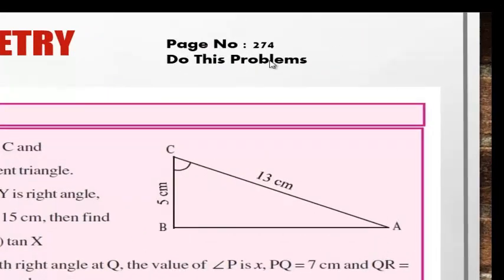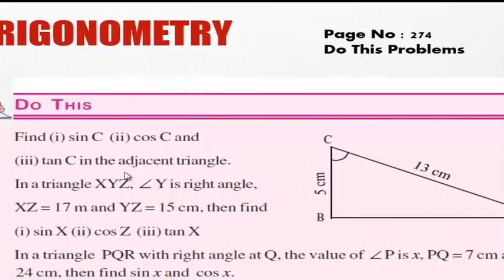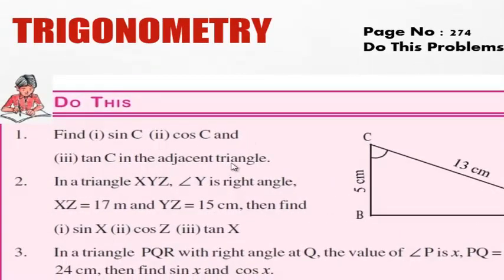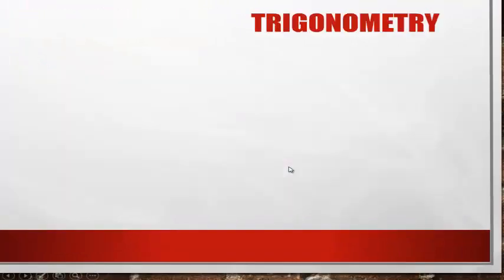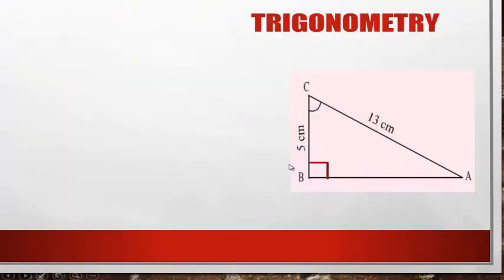Let us do this problem on page number 274. Find sin C, cos C and tan C in the adjacent triangle. This is the given right angle triangle and angle B is the right angle. Opposite to the right angle is the hypotenuse, so the length of the hypotenuse is given as 13 centimeters. For angle C, this is the adjacent side, also given as 5 centimeters. For angle C, this is the opposite side. The length is not given for this side, so we have to find the length of this side first.